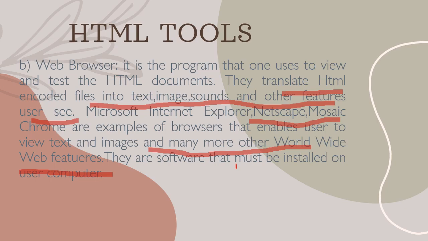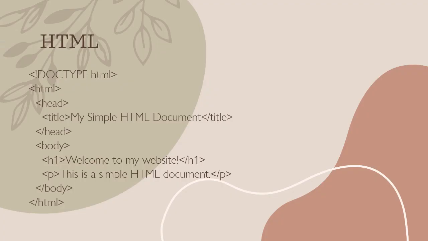Okay, moving to the next slide. This is the structure of how an HTML can be coded with the help of some of the softwares. First will be the doctype HTML, which will explain the type of the document, that is the HTML. This is the HTML tag. Under that the head tag will open. Under that the title tag will be open. Here, for example, it has been taken as my simple HTML document and the title has been closed.